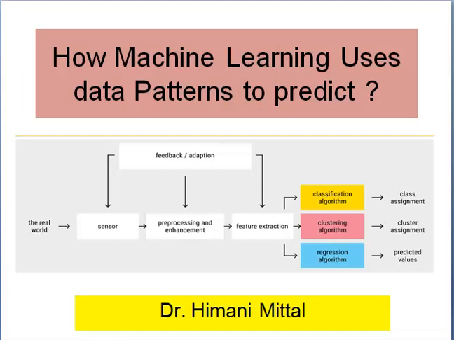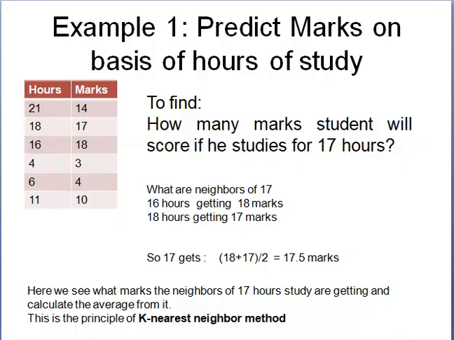So let us begin. First of all, let us take an example in which we want to predict the marks on the basis of the hours of study. Suppose there is a student who studies for 21 hours, then he is getting 14 marks. If he studies for 18 hours, he is getting 17 marks. If some student is studying for 16 hours, he is getting 18 marks. Like this, for 4 hours, 3 marks, 6 hours, 4 marks, 11 hours, 10 marks. Like this, there is a data.